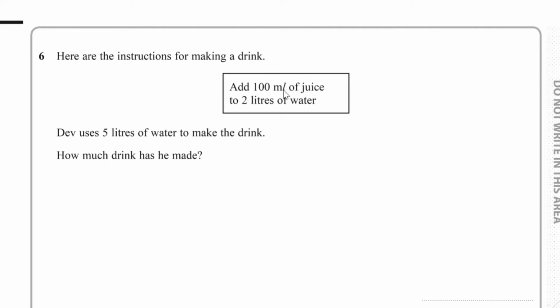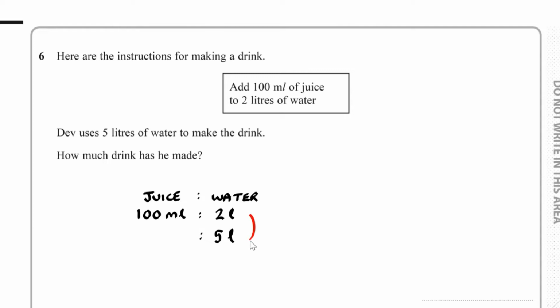Question number 6. Here are the instructions for making a drink. We add 100 milliliters of juice to 2 liters of water. Dev uses 5 liters of water to make the drink. How much drink has he made? Well, we know so far the ratio of juice to water is 100 milliliters to 2 liters. So what we want is 5 liters of water. That's how much we have. So how much juice would we need?